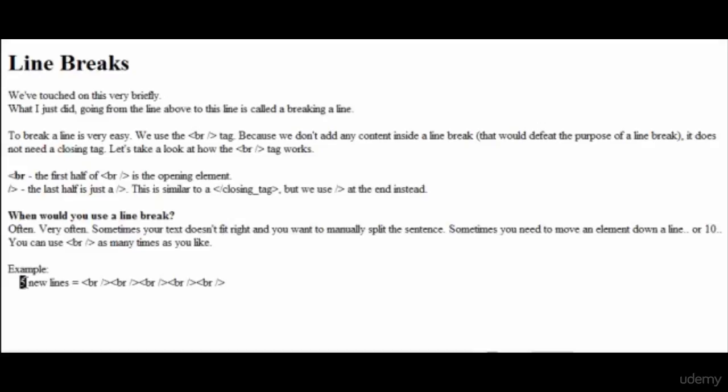As an example, to create 5 new lines, just blank lines, we would type BR 5 times. It can go on 5 different lines, so it can look like this, etc., etc. Or it can be all in one line. And now you know how to split a line.